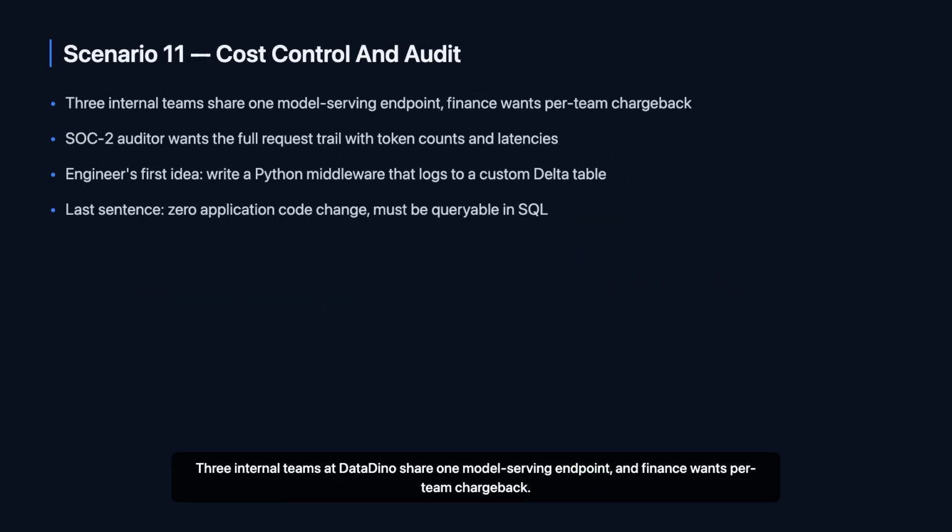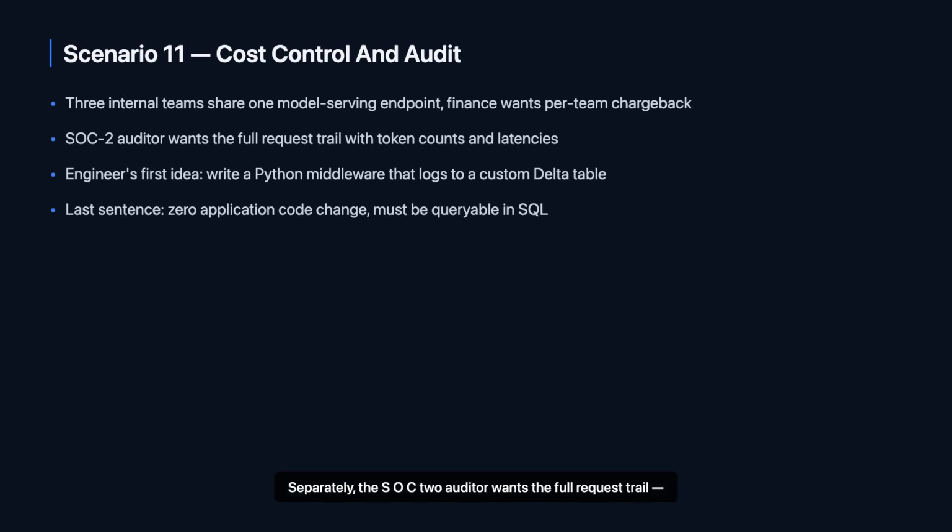Scenario 11. Three internal teams at Data share one model serving endpoint, and finance wants per team chargeback. Separately, the SOC2 auditor wants the full request trail, token counts, latencies, everything. One engineer proposes writing a Python middleware that logs to a custom delta table. Reasonable instinct, but the last sentence narrows it: zero application code change, and the audit log must be queryable directly in SQL.